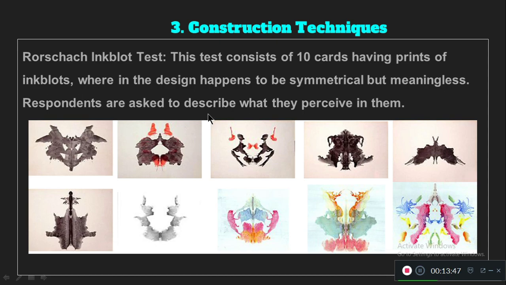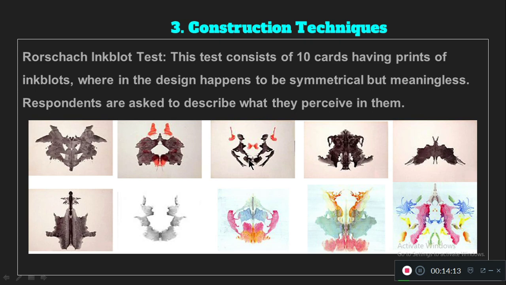Respondents are asked to describe what they perceive in them. Respondents are asked to see the picture and describe what they perceive from that image. Some may think there are two elephants fighting by seeing this picture. Some may think two elephants are welcoming by joining their hands. They are giving the welcome.